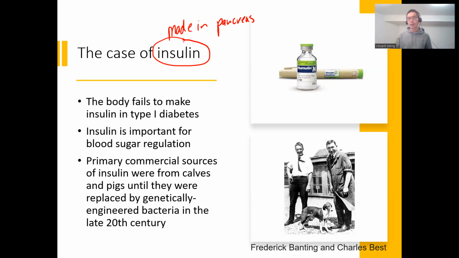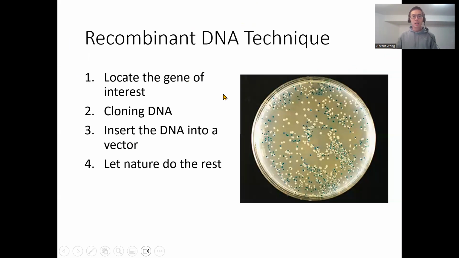But then, thanks to biotechnology, we were able to make it in a lab using recombinant technology, which I'm going to show you. In order to make insulin, we have to do 4 steps. I'm just going to read it to you first, and then explain how it actually happens. Number 1, you need to locate a gene of interest. You have to know where it is. Which chromosome is insulin on, and within the chromosome, what's the locus? Where's the location?